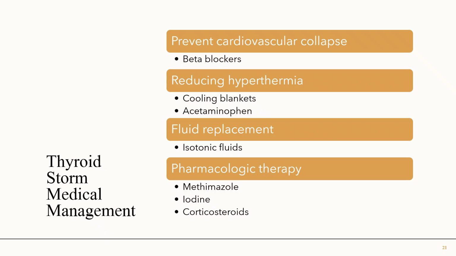Iodine rapidly inhibits the release of preformed thyroid hormone from the gland, but if it is given too early, it may worsen hormone production. Because thyroid storm can unmask or actually worsen adrenal insufficiency, corticosteroids are often administered during early treatment. These agents help reduce peripheral conversion of thyroid hormone and support the stress response.